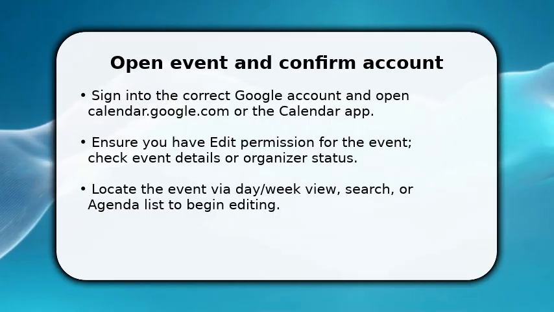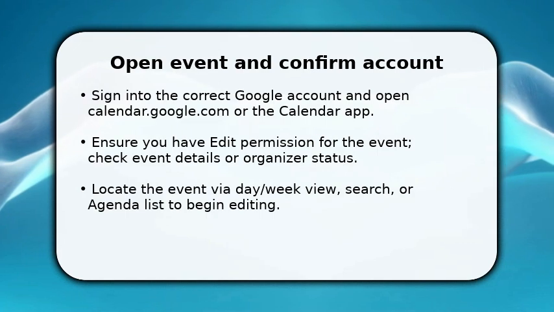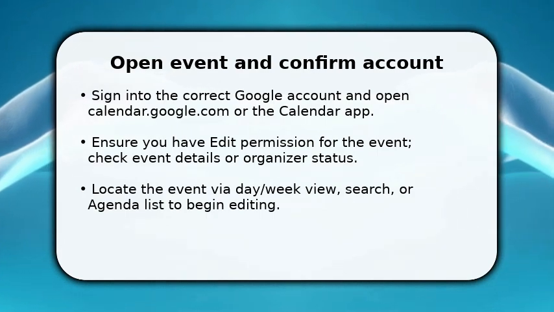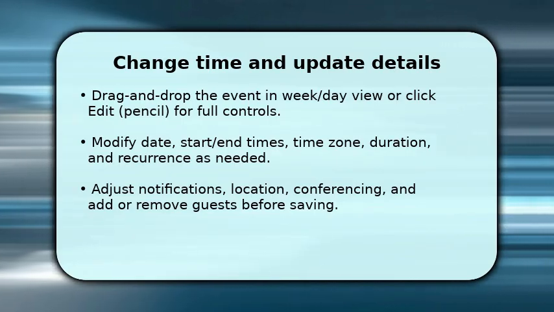Now select the event to reveal quick edit options and the full event details screen. Once the event details screen is open, choose the fastest method. Drag the block to a new slot for a quick move or tap the edit icon to change precise times. When editing, update the date, start and end times, and the time zone if attendees are remote.